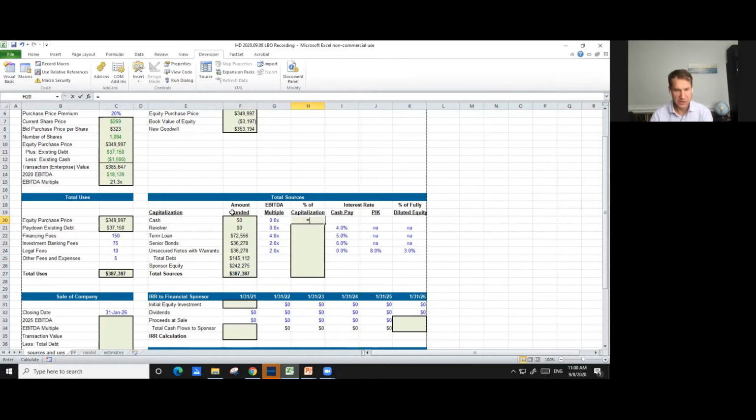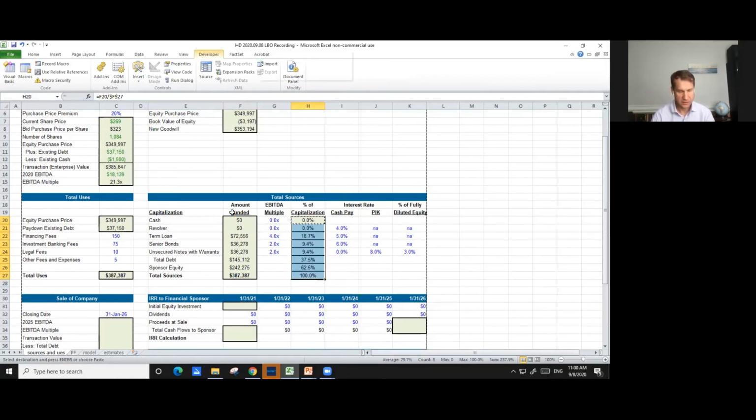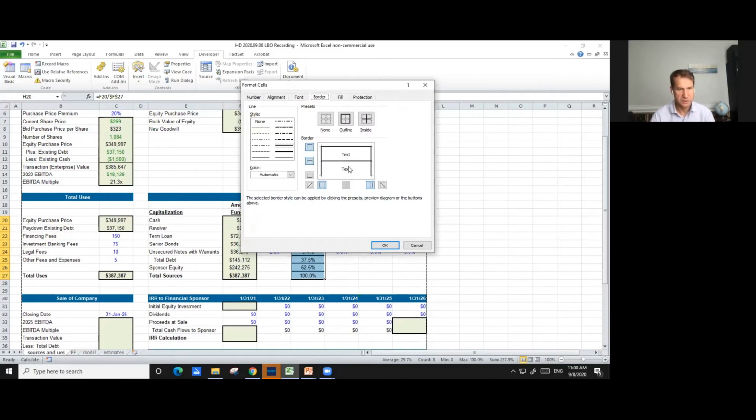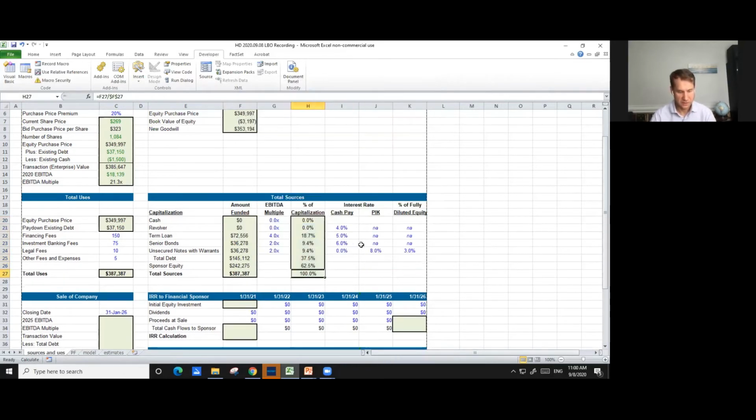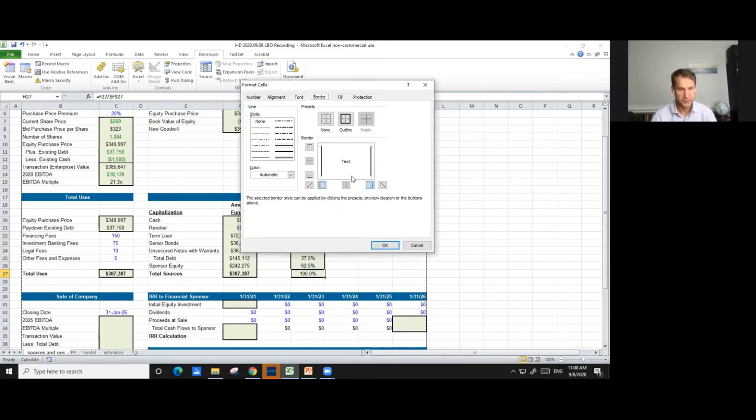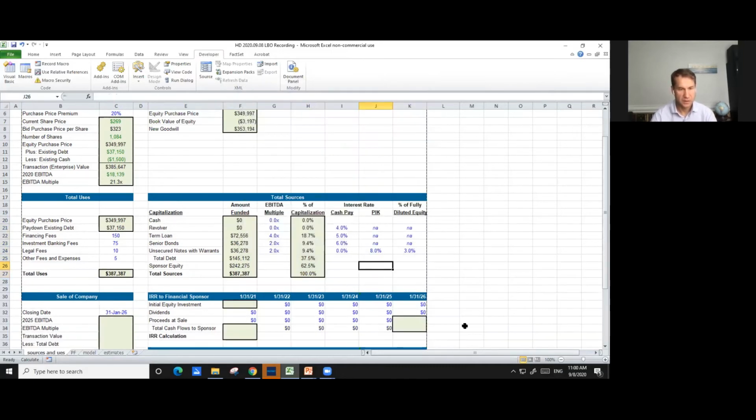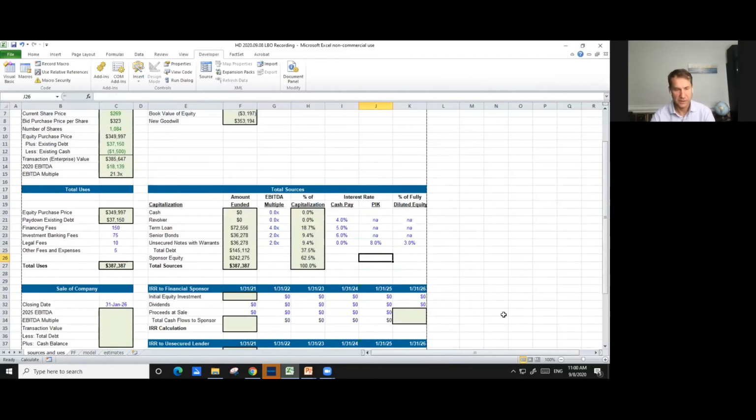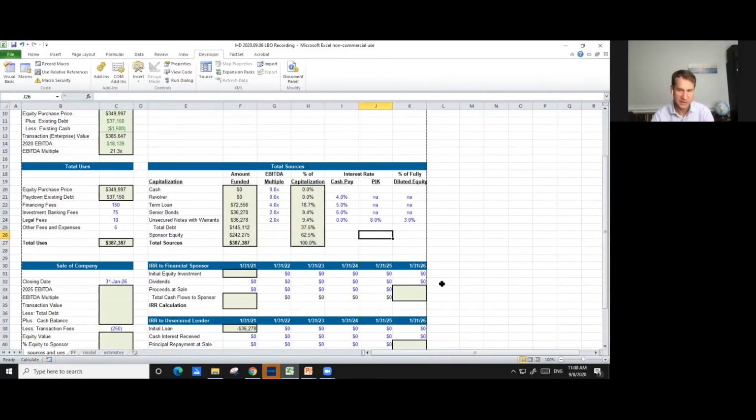Percent of capitalization is fairly simple. Just the balance of cash or debt divided by total. So I'll have it add up to 100. I'll remove the borders. These borders are just for you to be clear where to populate numbers. Typically in real life, you wouldn't have these boxes.